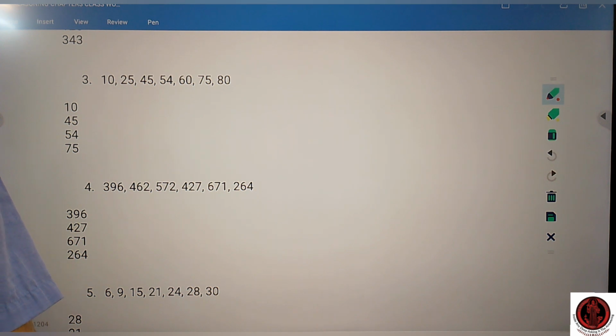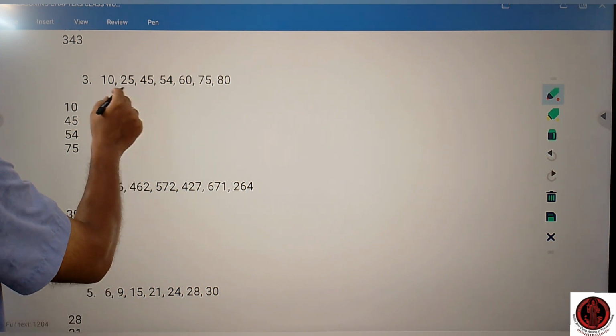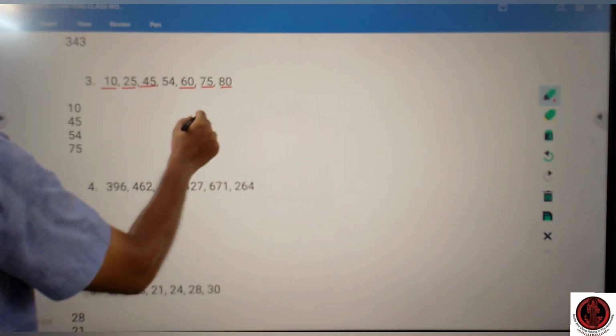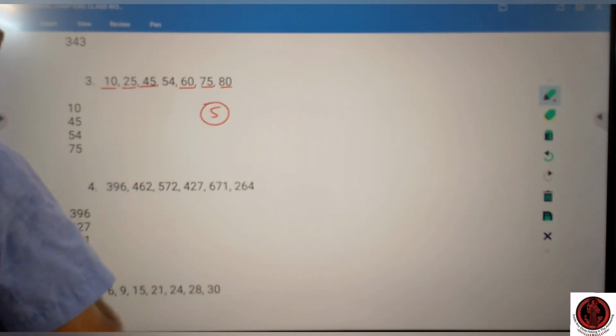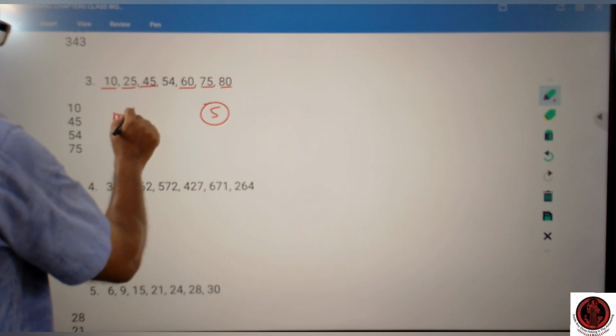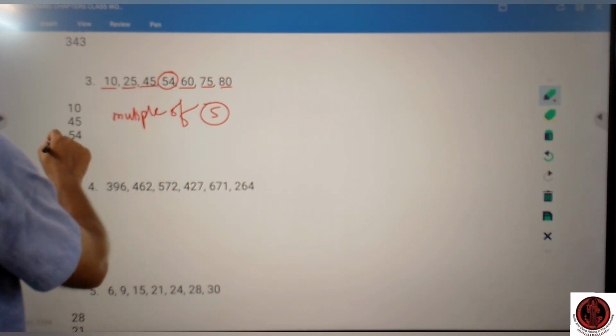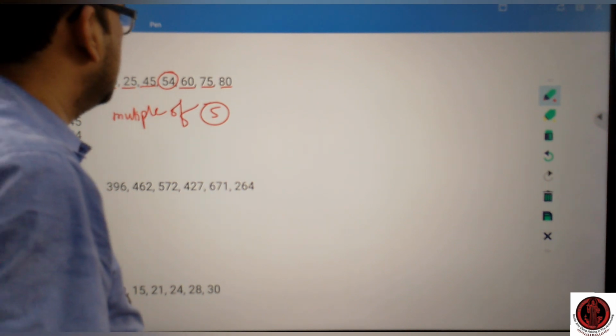Next, question number 3. 10, 25, 45, 54, 60, 75, 80. Now all the numbers are multiples of 5 except 54. So 54 is the odd one.